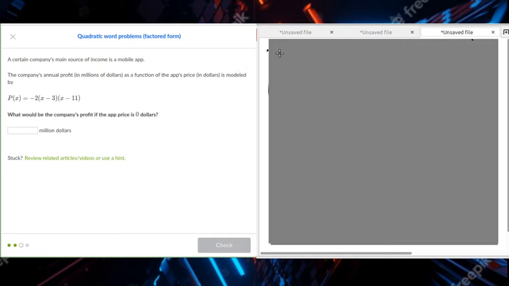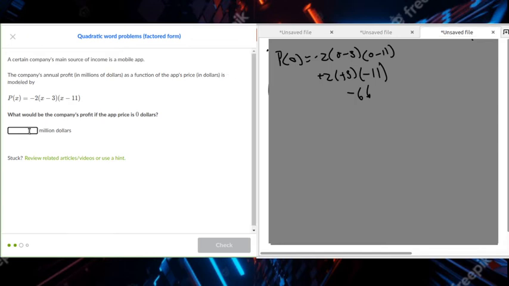So the profit when we charge 0 is equal to negative 2 times 0 minus 3 times 0 minus 11. And that is equal to negative 2 times negative 3 times negative 11. And then these two negatives, negative times a negative is a positive. 2 times 3 is 6. 6 times negative 11 is negative 66. So we're going to lose $66 million if we don't charge for it.